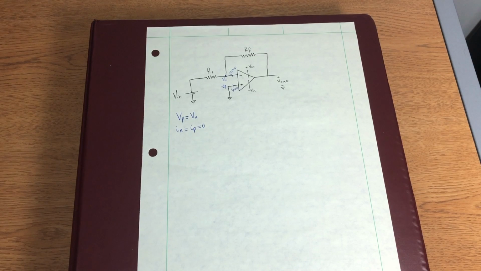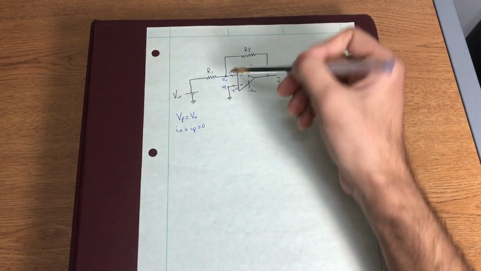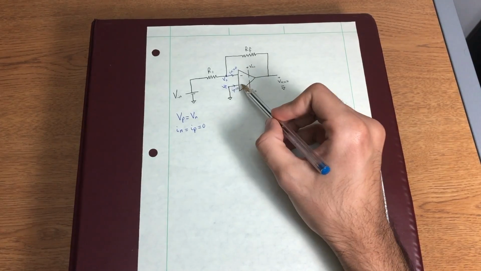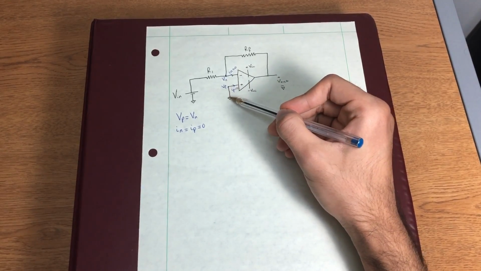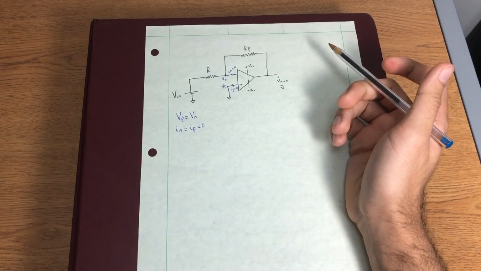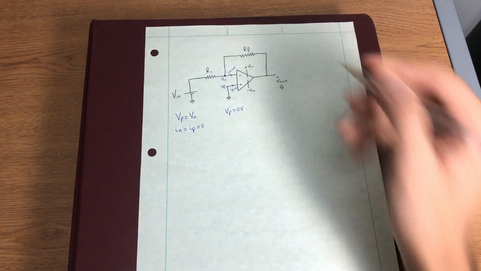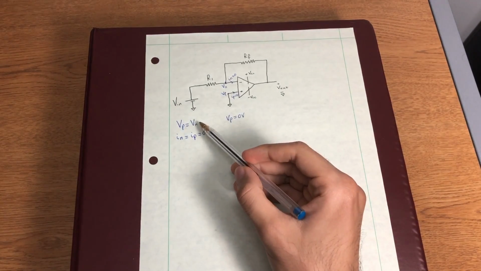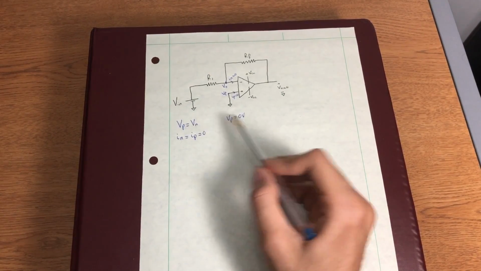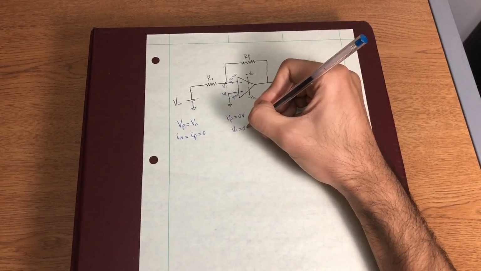So now let's begin our analysis. We can easily find one of these two quantities. We can easily see what's Vp. This positive input, this non-inverting input, is simply connected to ground. And ground is our 0 volts. So we can just say Vp is equal to 0 volts. And referring back to our first ideal op-amp equation, Vp is equal to Vn. So this means that Vn must also be equal to 0 volts.